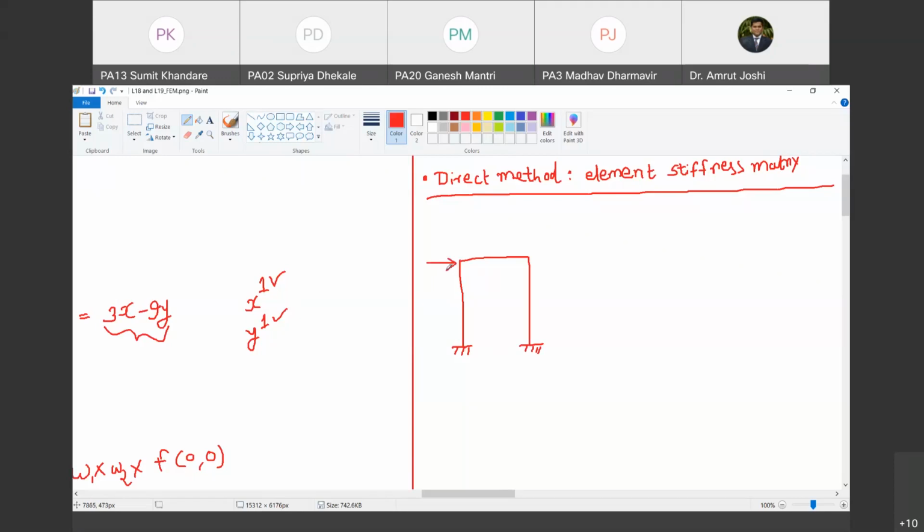This is the problem that you need to analyze. Let us take some numbers. So I'm going to take P as 10 kilonewton. Happy? Yes, sir.